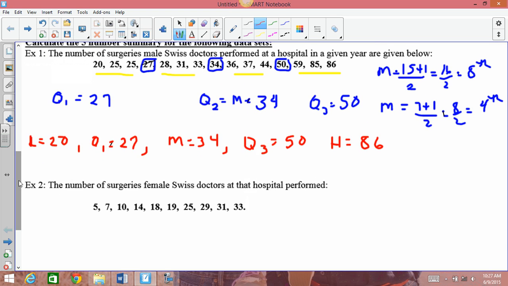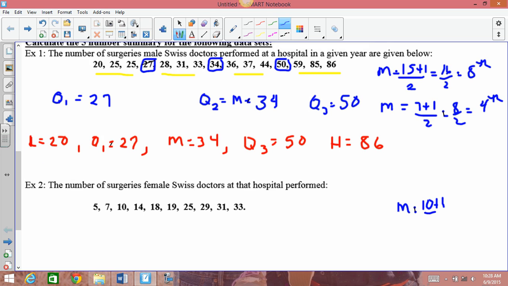There's not too terribly much different from example 2, but I will run through it, just another quick little recap for defining these medians. So in example 2, this is female Swiss doctors who have performed surgeries at a particular hospital and the number that they had performed. So the first thing I want to find is the median of the entire data set. If you count it up, you would find that there are 10 female doctors represented here.